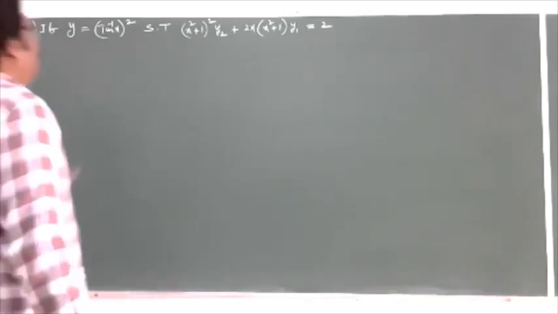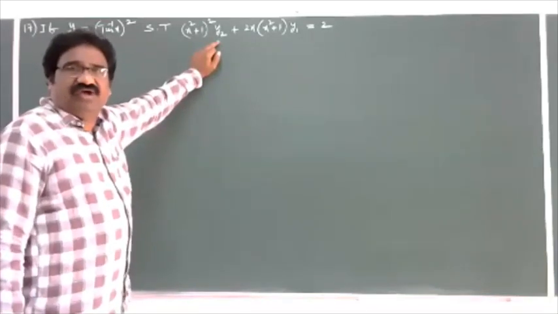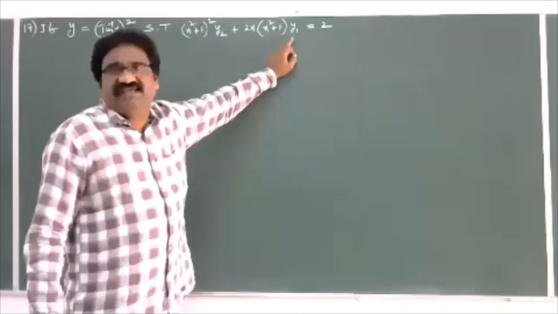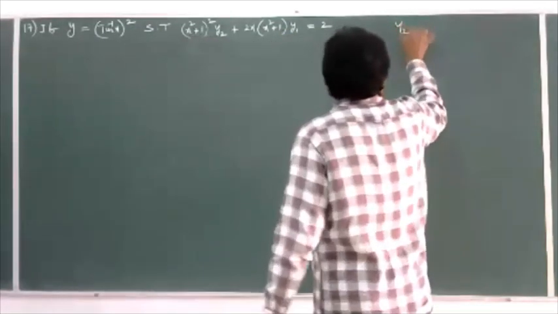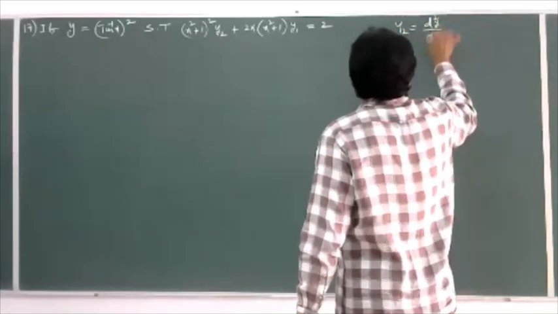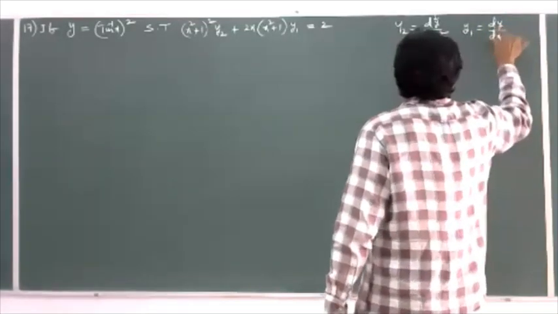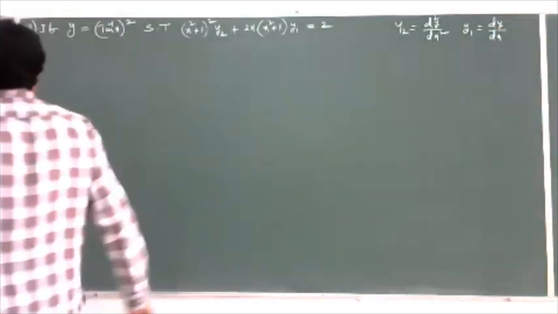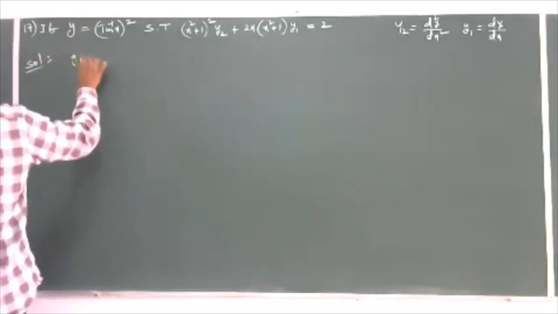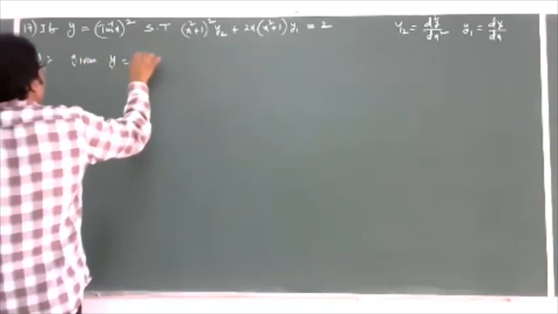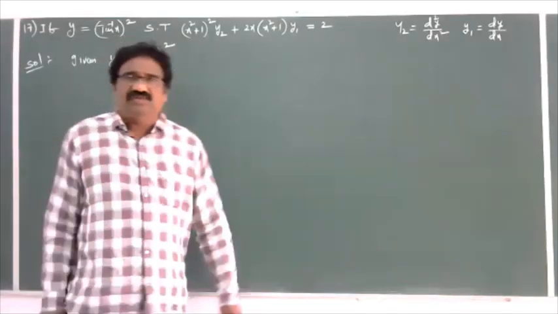Here, already you know, y2 notation is d square y by dx square, the second derivative of y. y1 notation is dy by dx, that is the first derivative of y. Here first solution, what is given here? Given y is equal to (tan inverse x) whole square.